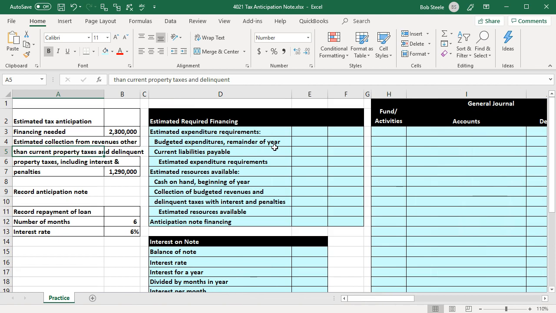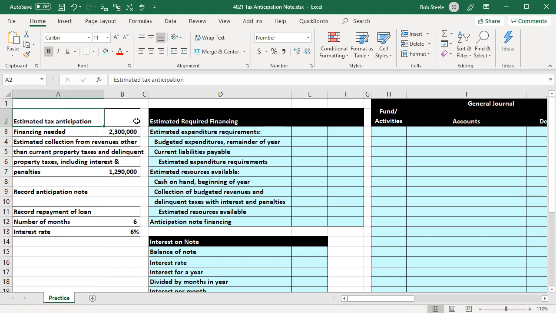In essence, the scenario is going to be that we're going to have expenses that need to be paid for. We typically pay them with the tax revenue that we're going to be anticipating in the future. And therefore, we need to finance the current activities with some type of loan, which we're going to call a tax anticipation note. And then we're going to receive the taxes in the future, at which point we can then pay off the note. So the information will be on the left side.